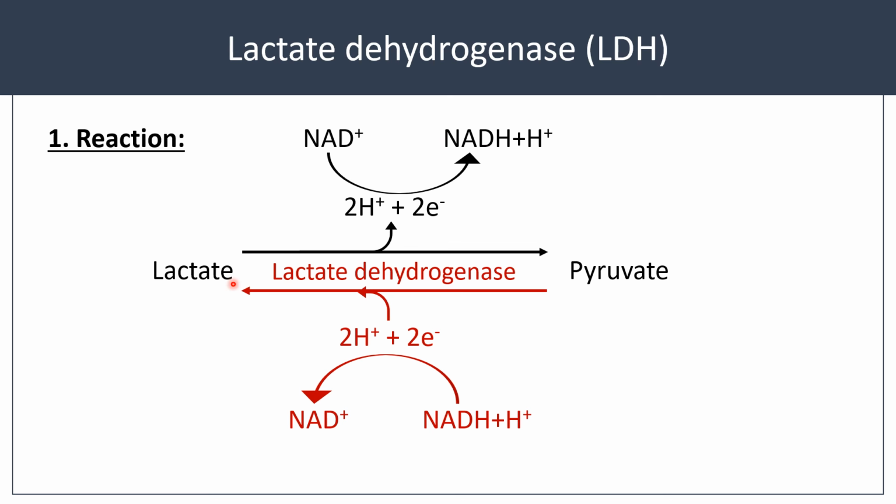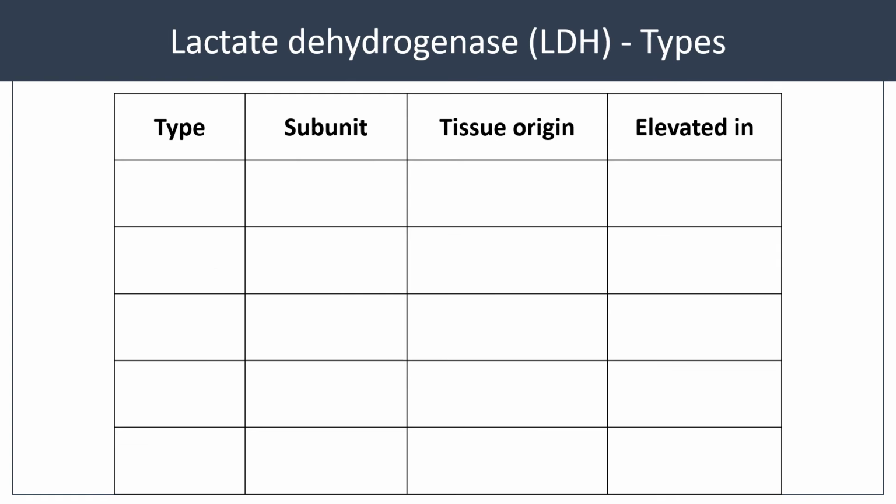So it's a reversible reaction. The same enzyme, lactate dehydrogenase, can hydrogenate the pyruvate, using NADH2, to form lactate. Okay, so this is the reaction. In the previous class, we learnt we have totally 5 types of lactate dehydrogenase, that is LDH 1, 2, 3, 4 and 5.